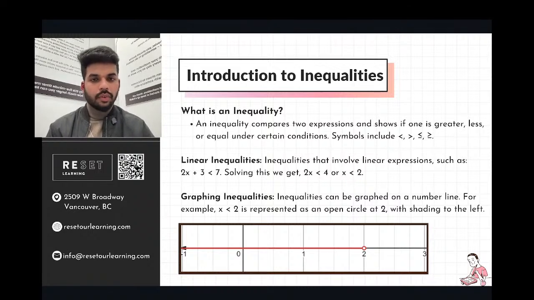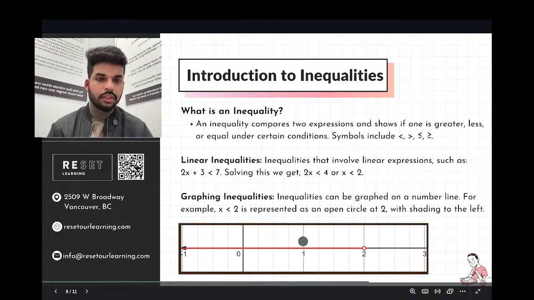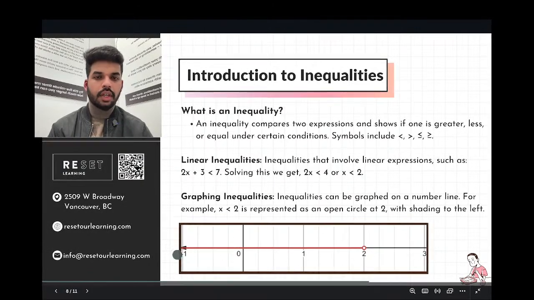And then again, how do you graph it? Inequalities can be graphed on number lines. This is what we call a number line. We just have one horizontal line and we have all the possible values of x.